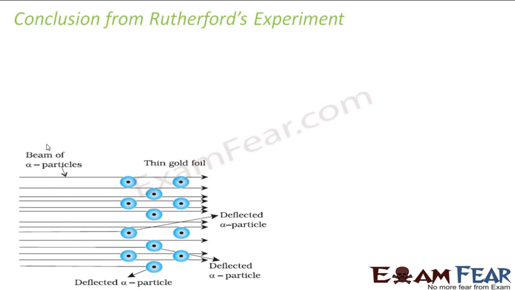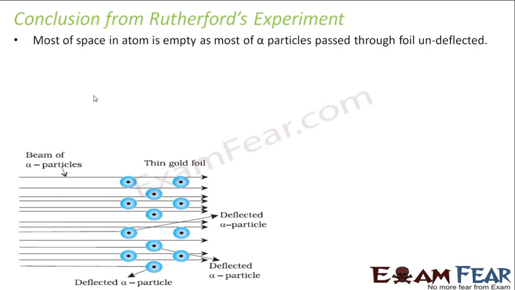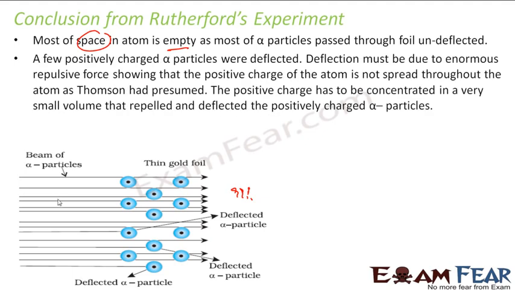So the conclusion from this experiment was that most of the space in the atom is empty. If you see why, because 99% of the alpha particles just went straight. That means most of the space is empty because most of the alpha particles are undeflected. And a few of the alpha particles got reflected and few came back, right? That means there must be a very dense thing here.